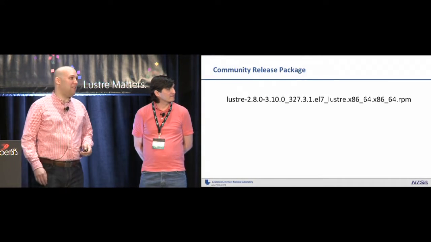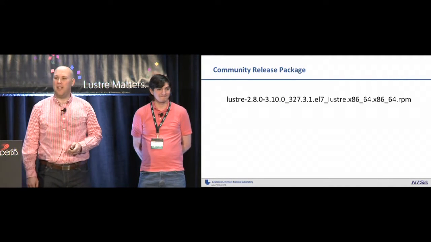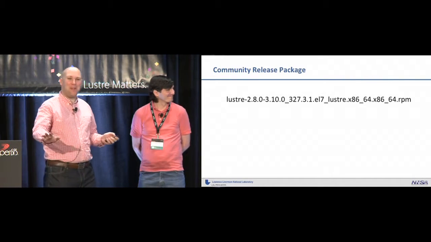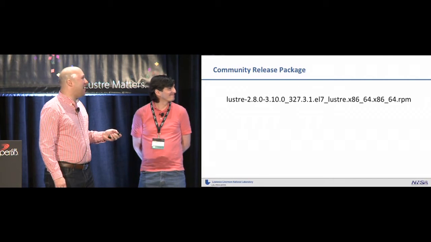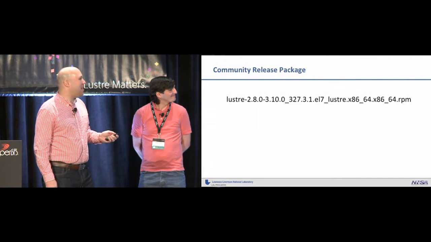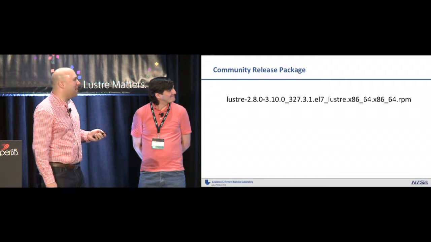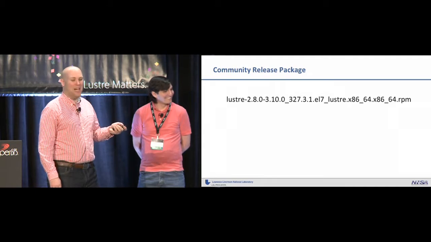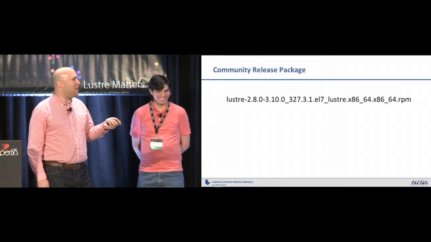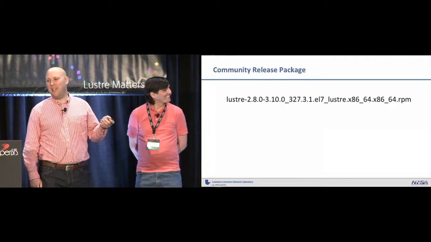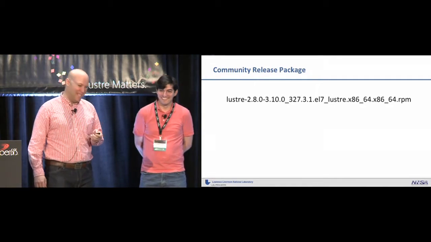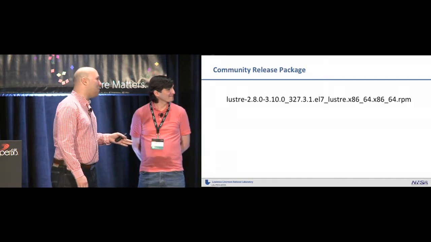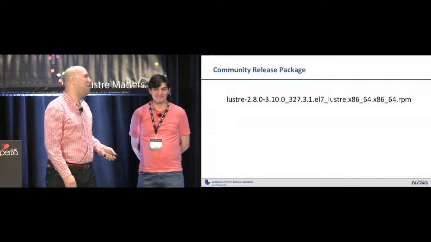But first, I'm going to start out pointing out what the version string in one of the RPMs looks like right now. And bear with me as I read it aloud. We've got Lustre-2.8.0, 3.10.0 underscore 327.3.1.el7 underscore Lustre again, in case you forgot, because it has been a while, .x86_64, .x86_64 again, .rpm. And I joke, but there are actually reasons why all of this appears in the package name.